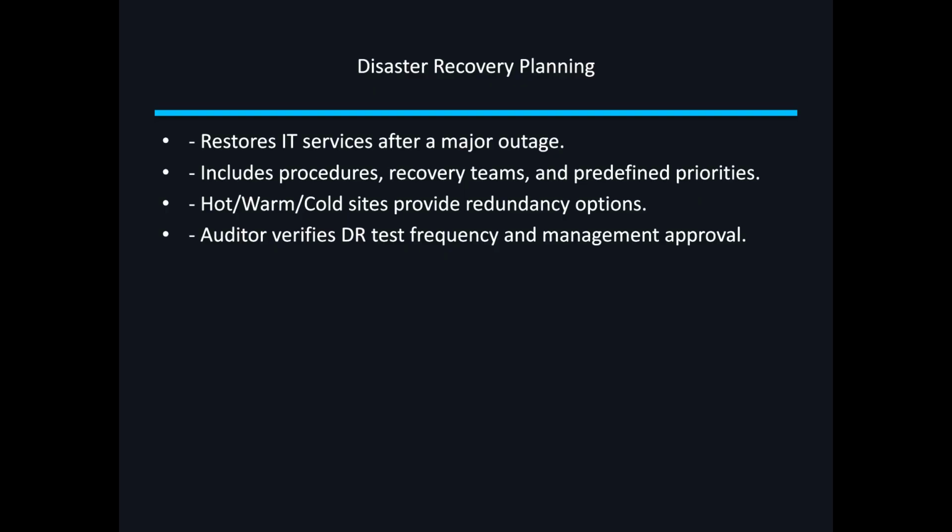Each DRP or BCP test must produce documentation showing test scope and objectives, participants and roles, issues identified and corrective actions, management approval of closure. Without regular testing, the existence of a DRP document provides no actual assurance. A functional audit focuses on execution maturity rather than documentation alone. So the auditor must confirm that DR and BC plans are aligned with business impact analysis results.